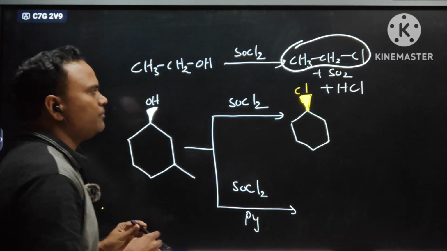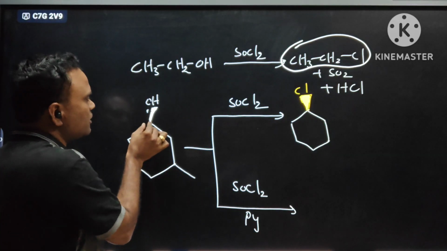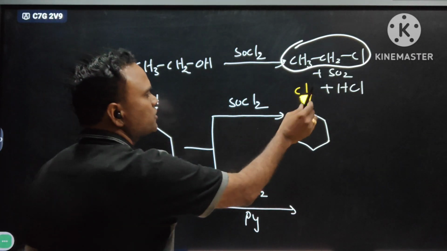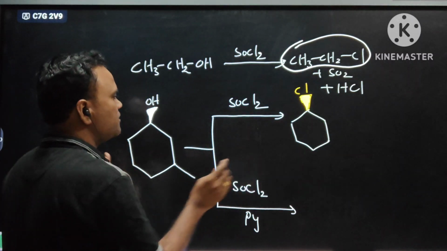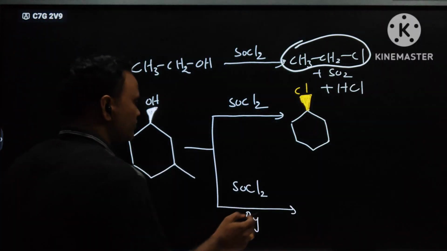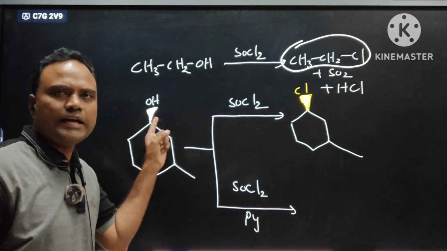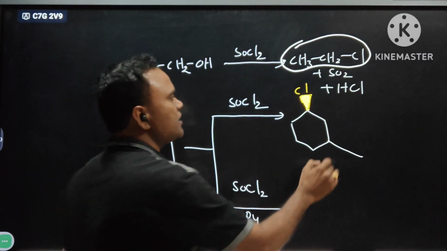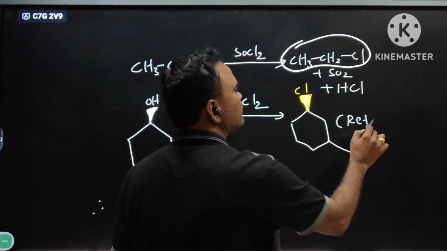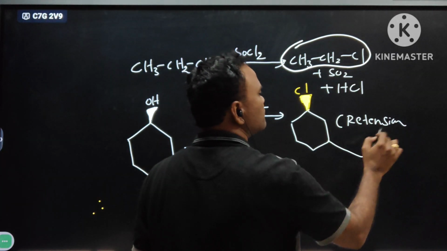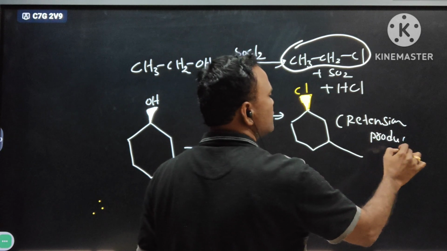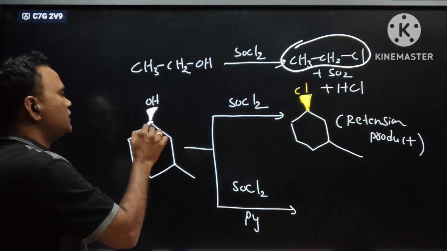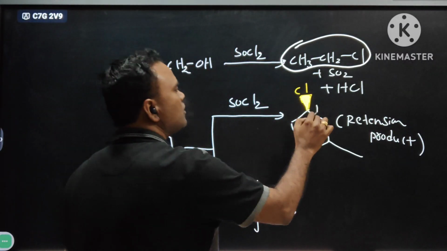Now see the arrangement. OH is above the plane. Thick line means above the plane. Here also Cl is above the plane only. So is there any change in the configuration? No. In the reactant, OH is above the plane. In the product, Cl is also above the plane. This is called retention. No change in the configuration. For example, if here the configuration is R, here also the configuration is R.